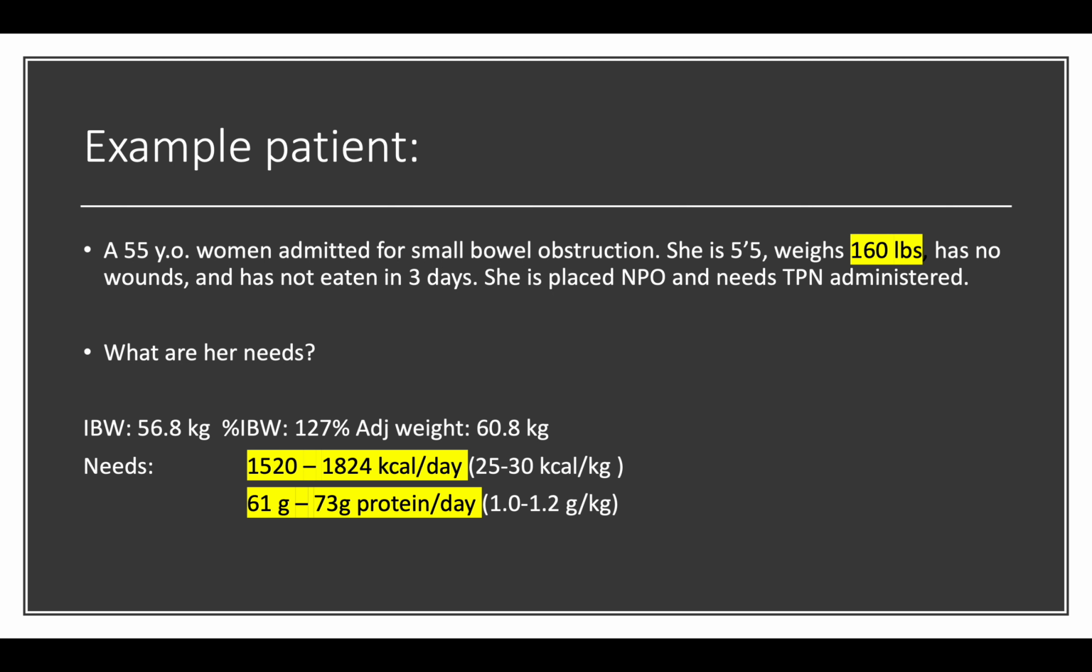So after doing that, I just did basic 25 to 30 kcal per kilogram adjusted weight. So her needs for calories are 1,520 to 1,824. So 1,500 to 1,800 calories per day is what she needs. For protein, she doesn't have any wounds. We don't know that much else, so I'm just going to do a standard protein, so 1.0 to 1.2 grams per kilogram adjusted weight. So 61 grams to 73 grams, 60 to 70, somewhere in that range, as close as you can get. So those are her needs.